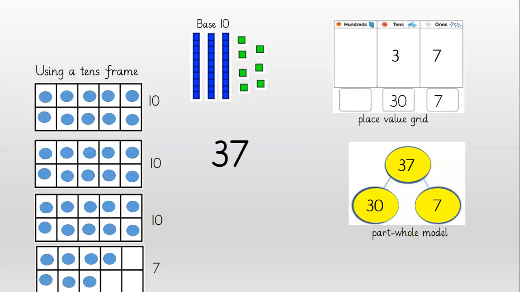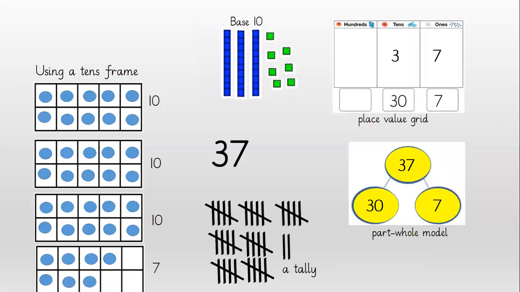If I use the part whole model, I can see I've got my whole is 37, and I've partitioned it into 2 parts, 30 plus 7. I could have done 20 plus 17 if I wanted. If I look at my tally, I can count 5, 10, 15, 20, 25, 30, 35, 36, 37. And then, of course, the last thing I want you to remember is always write it out in words. And I can see the words say 37. Have you tried a number of your own? Have a go and do another number as well.